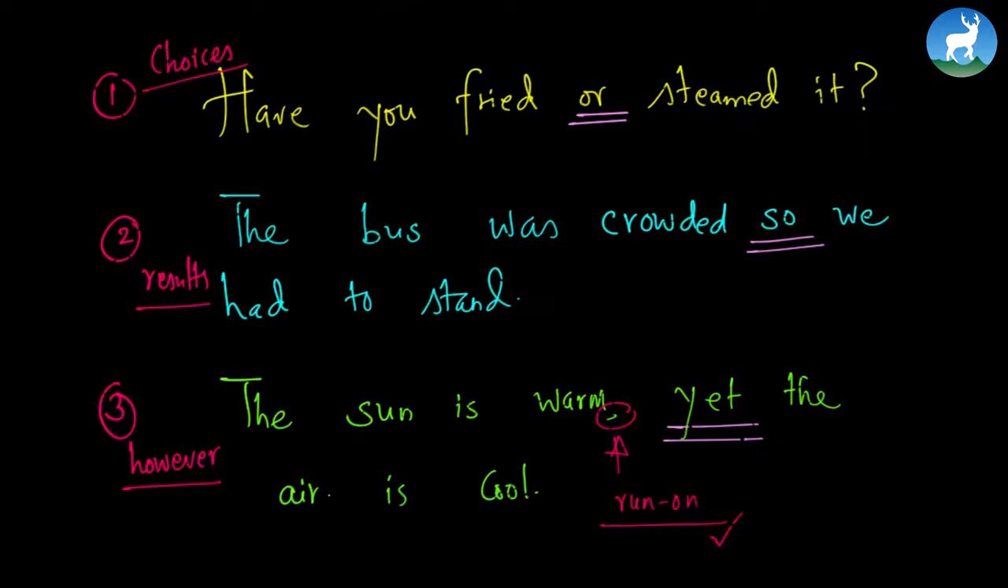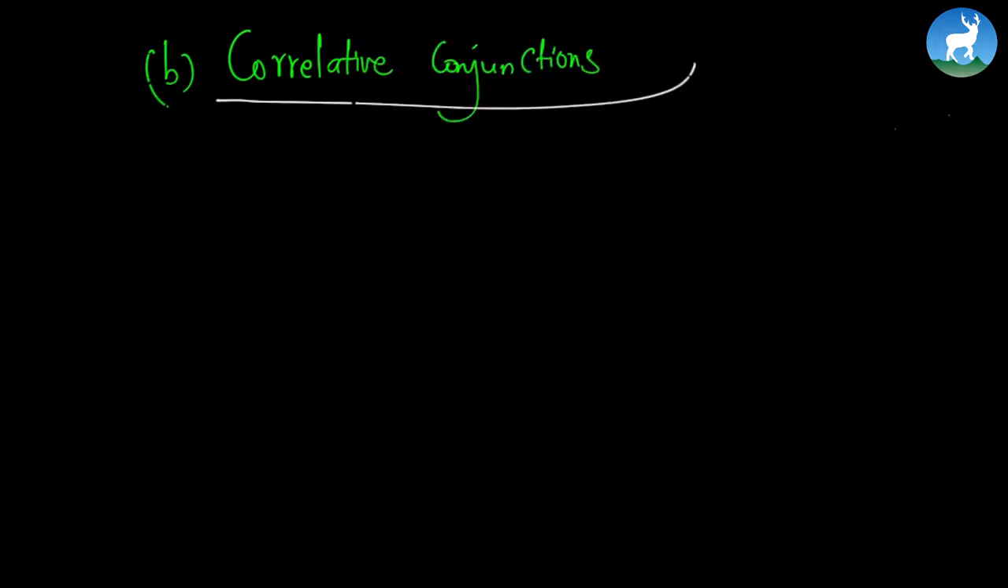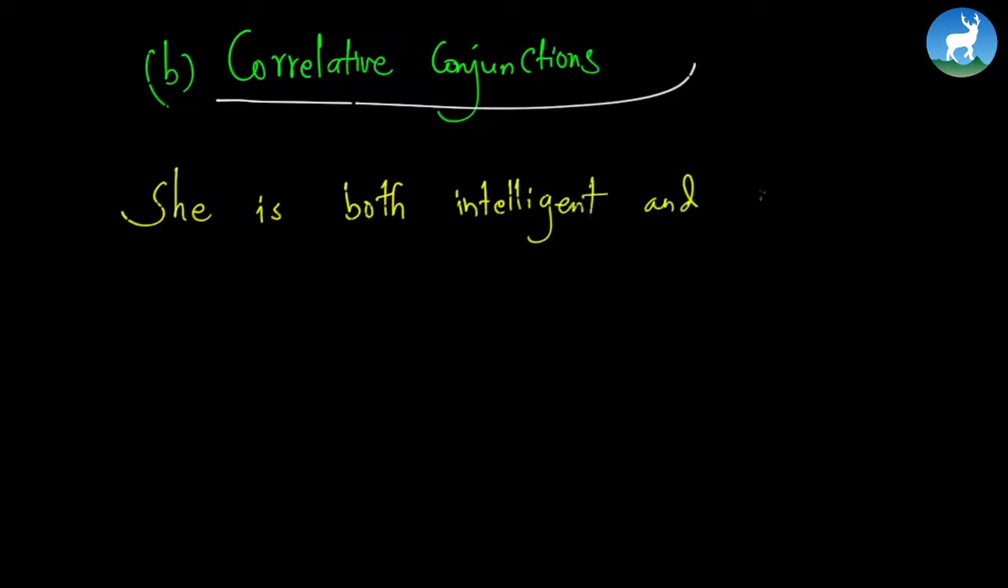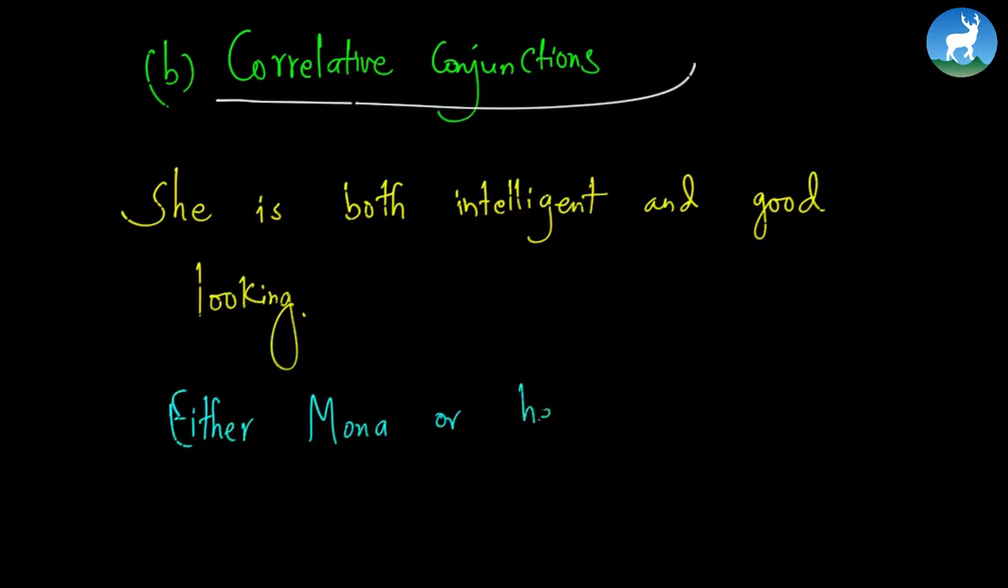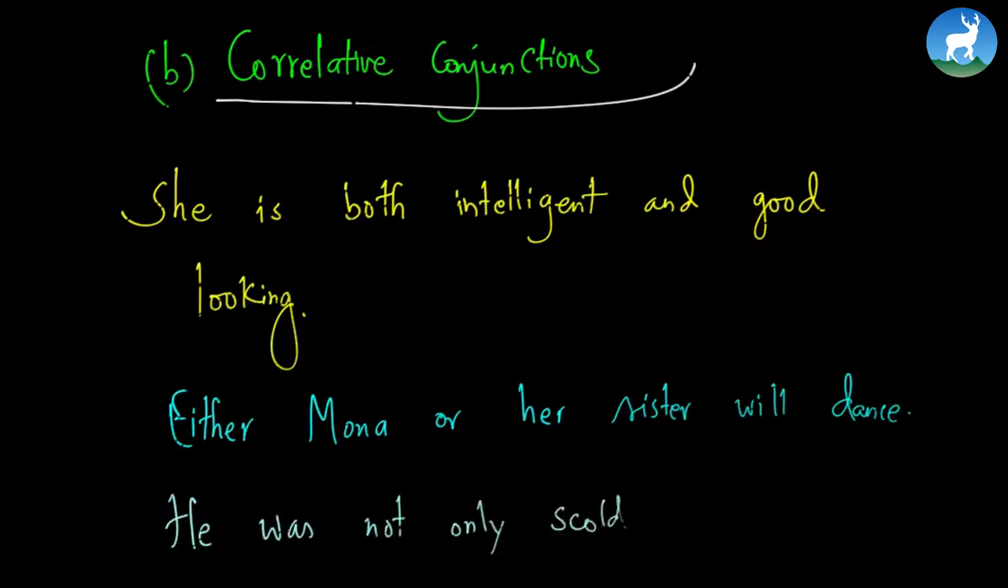Now let's go to the second conjunctions, which is what we call correlative conjunctions. Number B, correlative conjunctions. Some of the examples of correlative conjunctions are: She is both intelligent and good looking. Let me write one more example. Either Mona or her sister will dance. One more example. He was not only scolded but also punished.